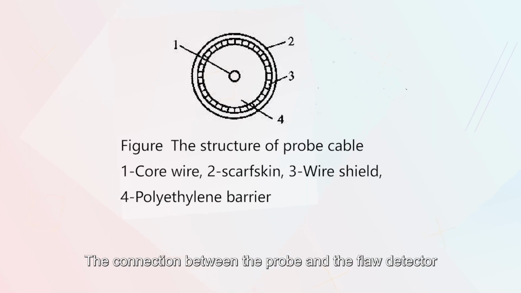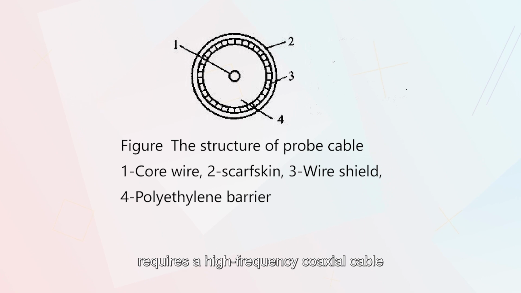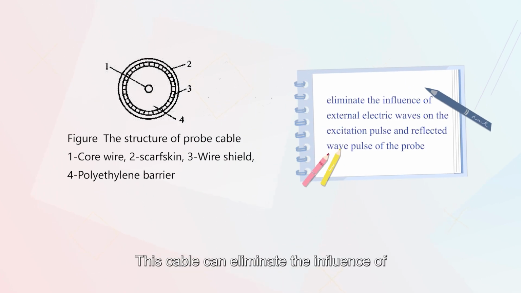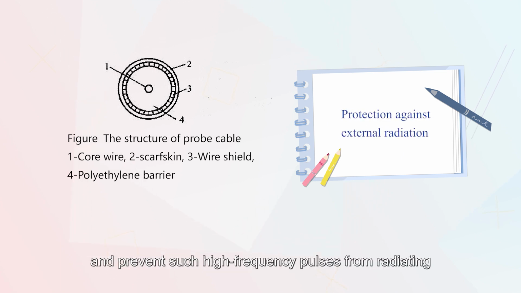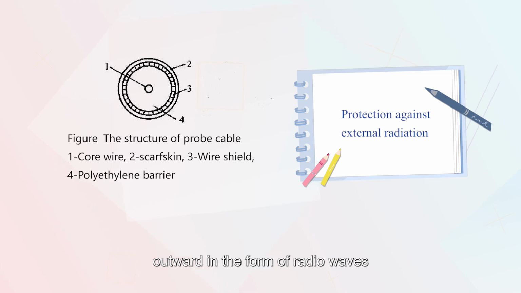The connection between the probe and the flaw detector requires a high-frequency coaxial cable. This cable can eliminate the influence of external electric waves on the excitation pulse and reflected wave pulse of the probe, and prevent such high-frequency pulses from radiating outward in the form of radio waves.